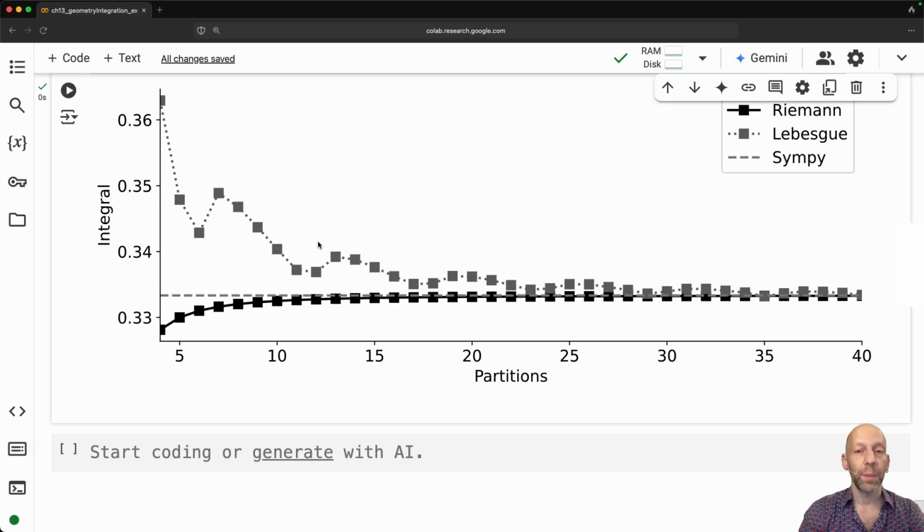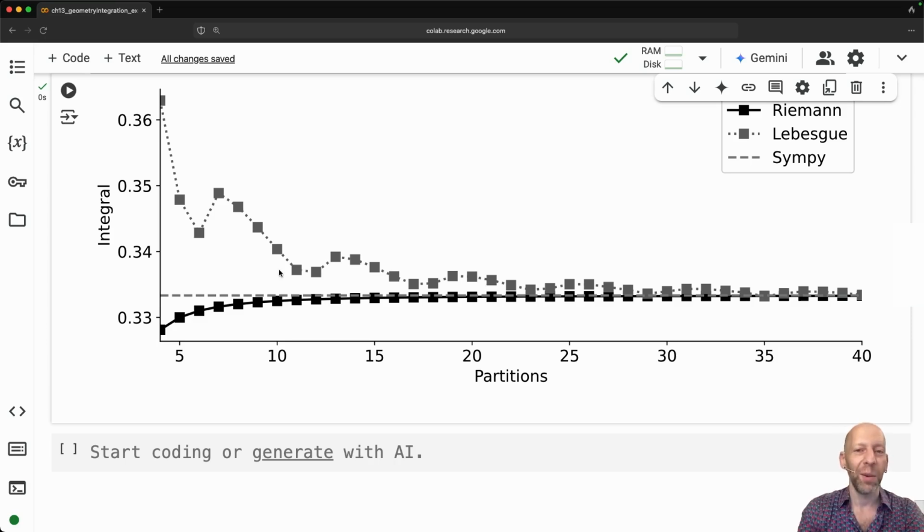Also interesting to see that the Riemann sum converges faster and smoother compared to the Lebesgue approximation with increasing partitions. Now, that is not trivially guaranteed to happen, but it does often happen that the Riemann sum converges faster and more smoothly compared to the Lebesgue approximation.